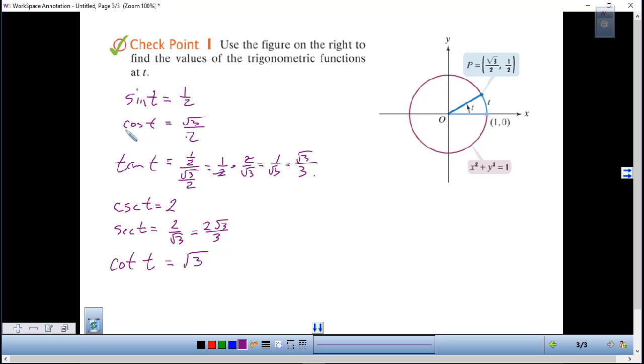Sine t is 1/2, cosine t is the x value, square root of 3 over 2. Tangent t is the sine over the cosine, which when rationalized you get the square root of 3 over 3. Cosecant, reciprocal of that, which is 1/2. Secant t is the reciprocal of cosine, so when you rationalize it, you get 2 square roots of 3 over 3. And then cotangent t is the square root of 3.